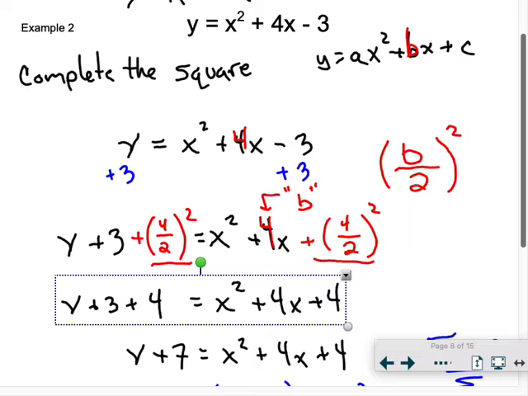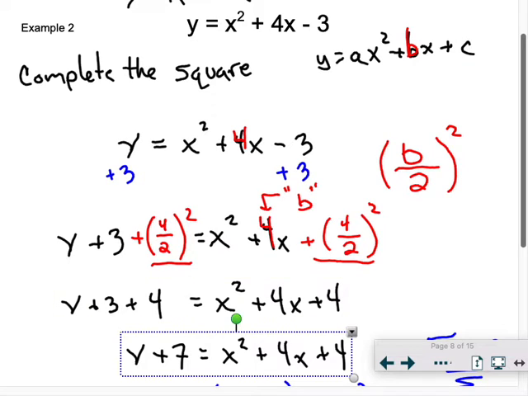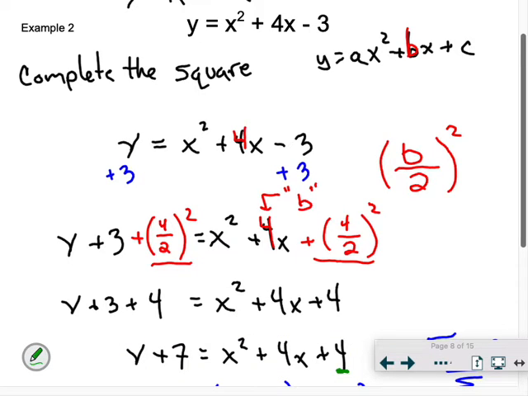I cleaned it up down here for us to see. At that stage, we're just going to clean up the left side, make it y plus 7. And then the next step is to take the right side of this equation and factor it, all right? So we're looking for two factors of positive 4 that also add to positive 4, right? So two numbers that multiply to this 4 and add to this 4, okay? So that's going to be 2 and 2.